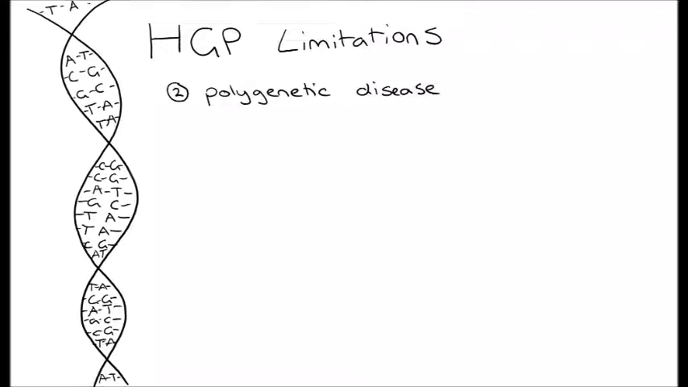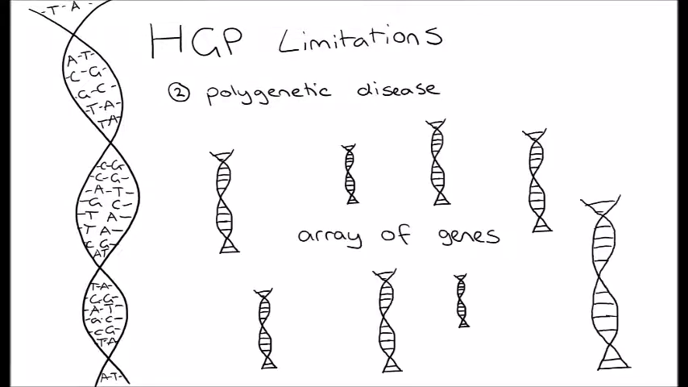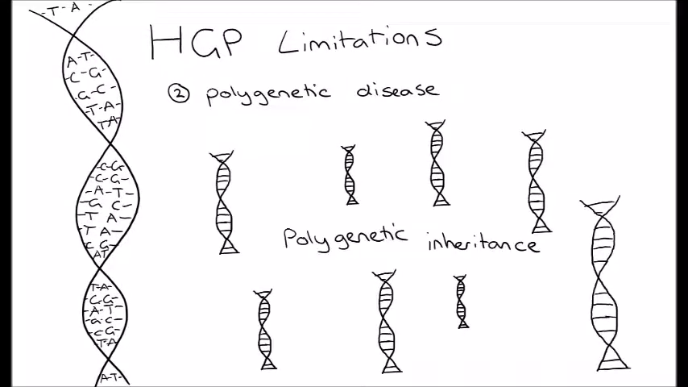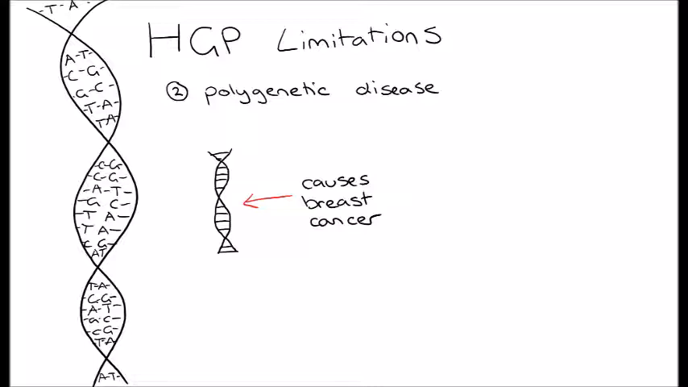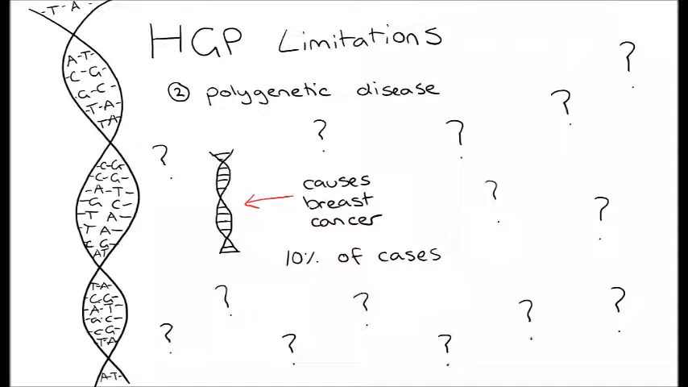Many mutations that cause disease are not the result of a single gene, but an array of genes. This is known as polygenetic inheritance. These diseases are much more complex and harder to detect. For example, the identified genes that cause breast cancer only account for 10% of all breast cancer cases. Many diseases remain much too complex to be detected and treated through genetics.